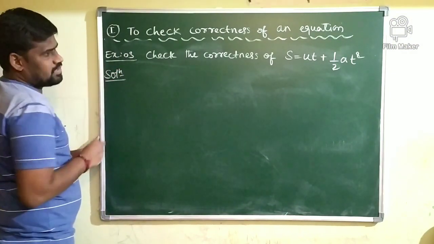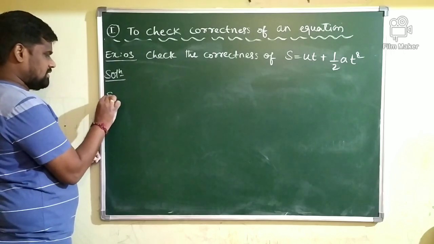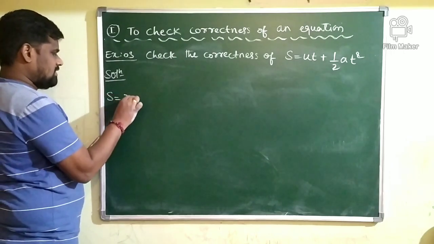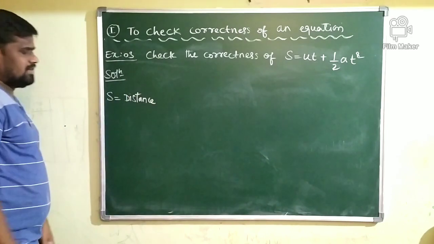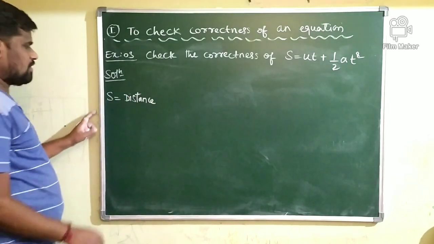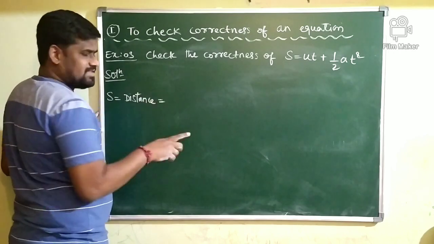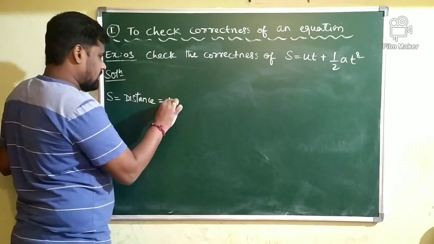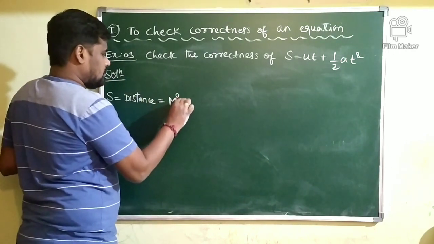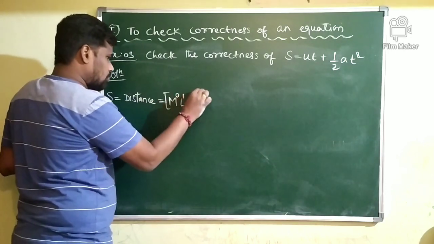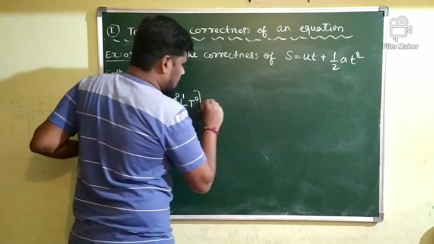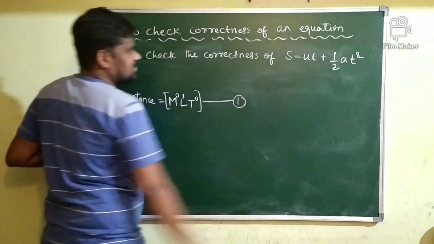Solution. What is the first term in the equation? S it is. What is the meaning of S here? S is distance. What is the dimensional formula for a distance? It is simply L, or else I can write M0 L1 T0. This is the dimensional formula for the first term in the equation. That is equation number 1.